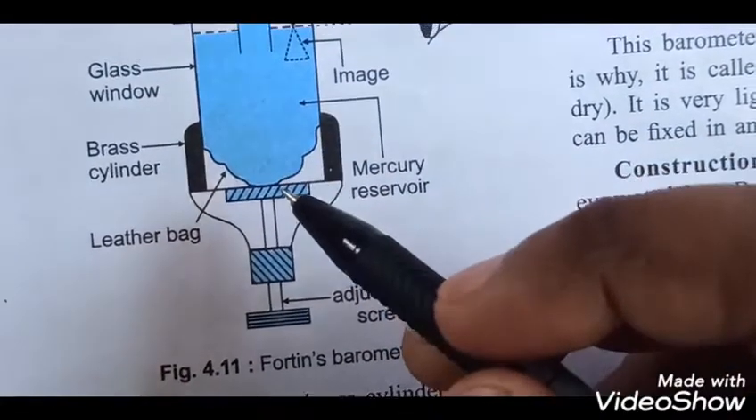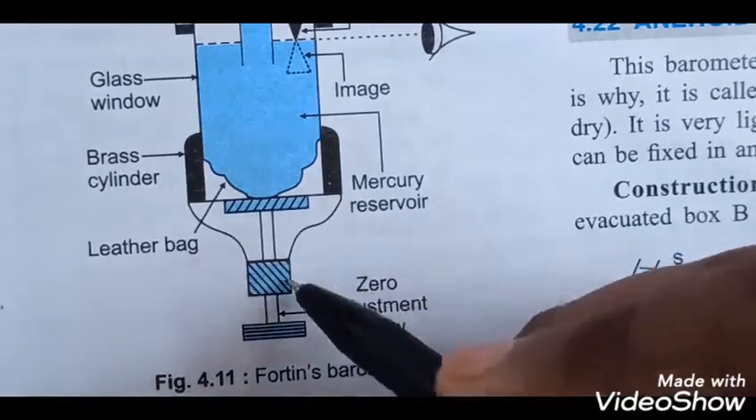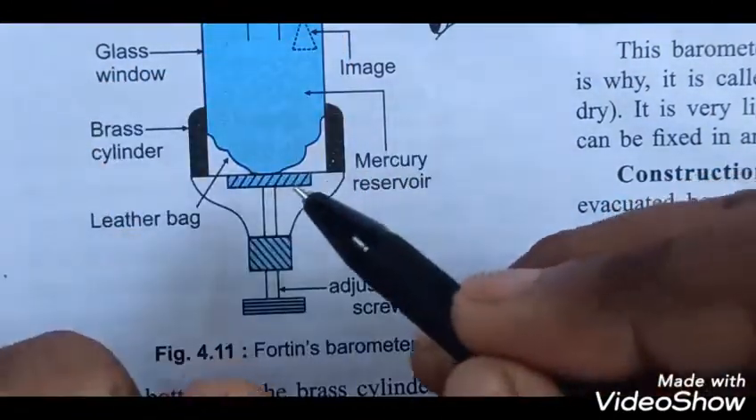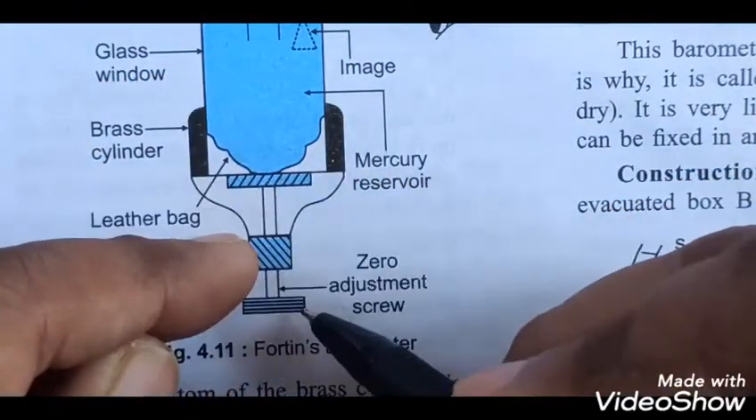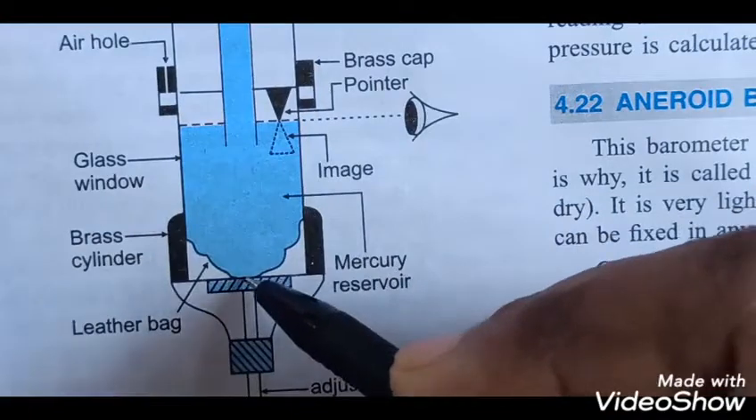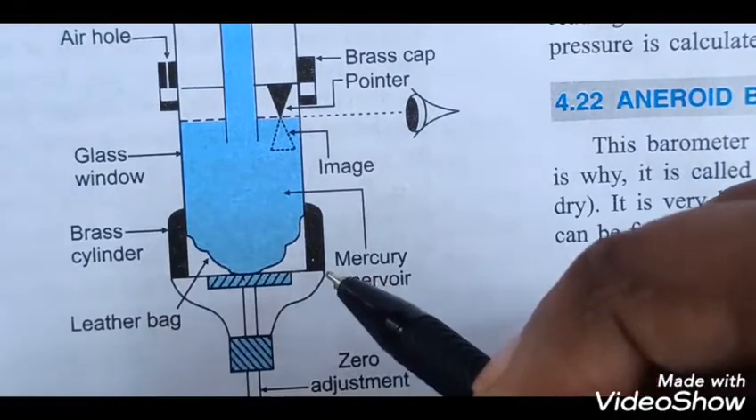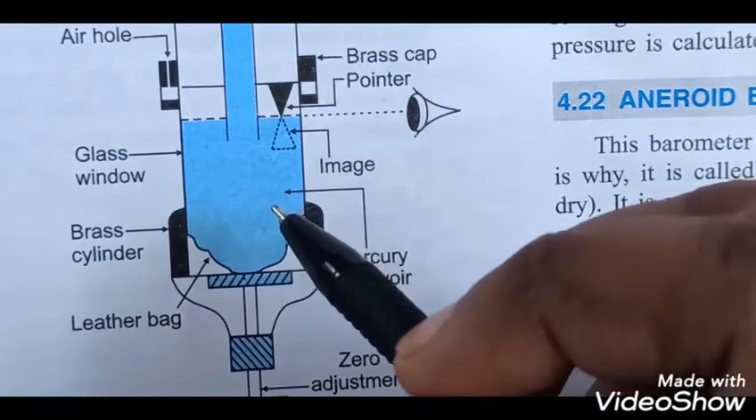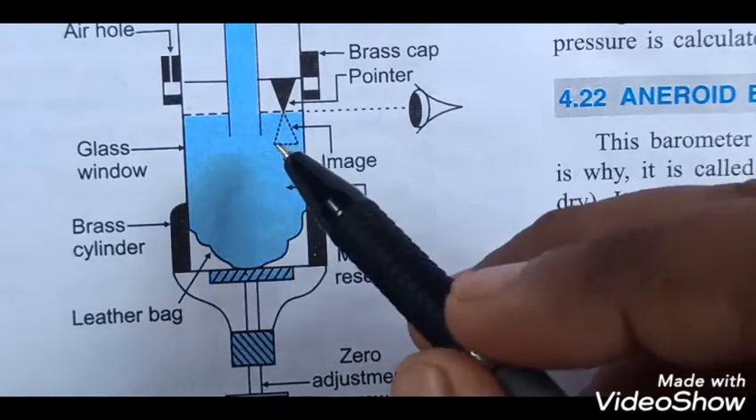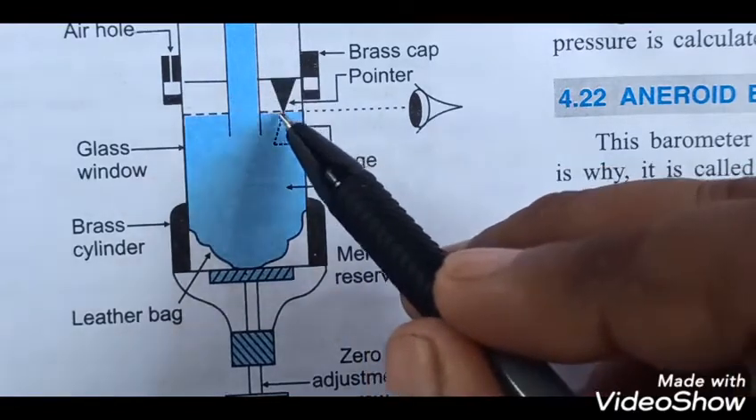And here mercury is put, right? And below this bag there is a zero adjustment screw. If you move this zero adjustment screw up, then the mercury level will move up. If you move the screw down by operating it, the mercury level will come down. Clear? So by this method, by just moving the zero adjustment screw, we can easily match the zero of the barometric tube with the level of mercury.